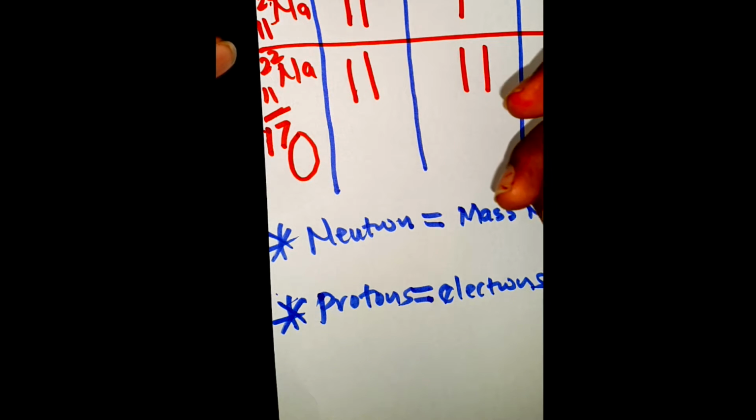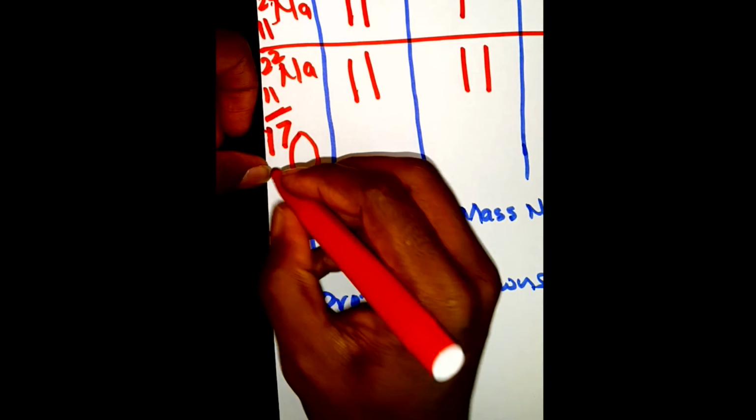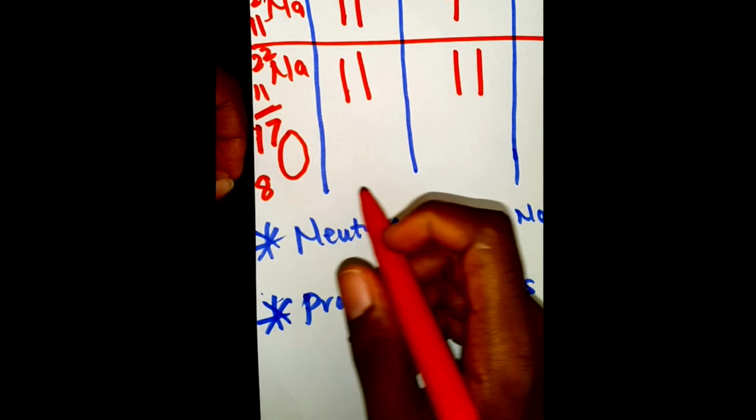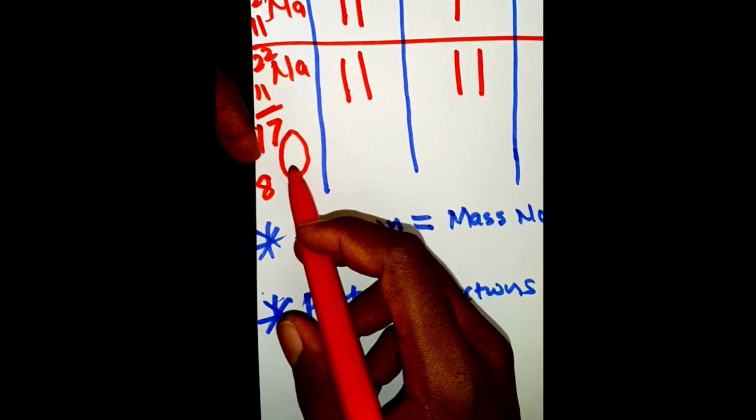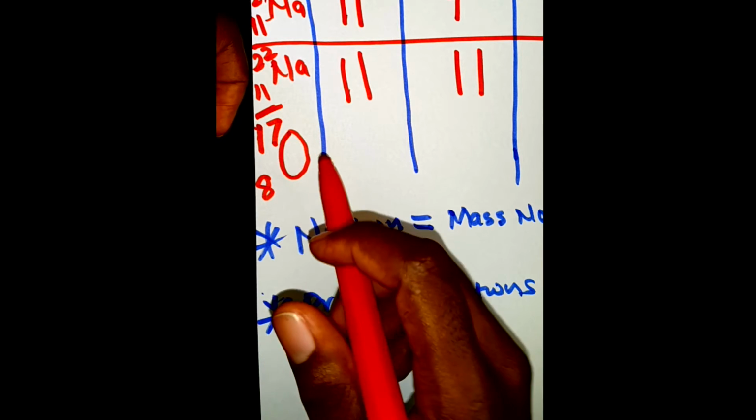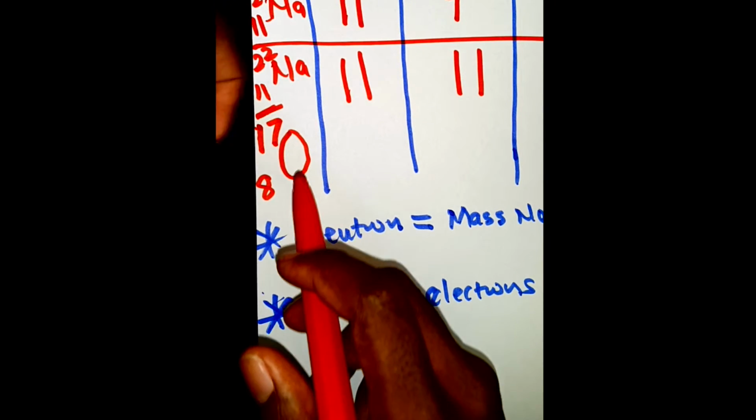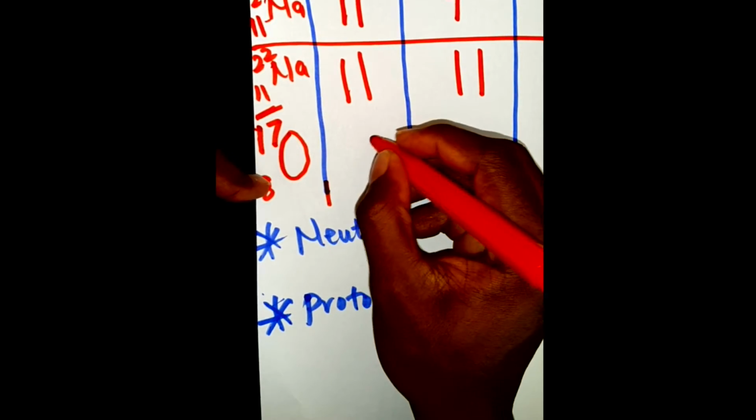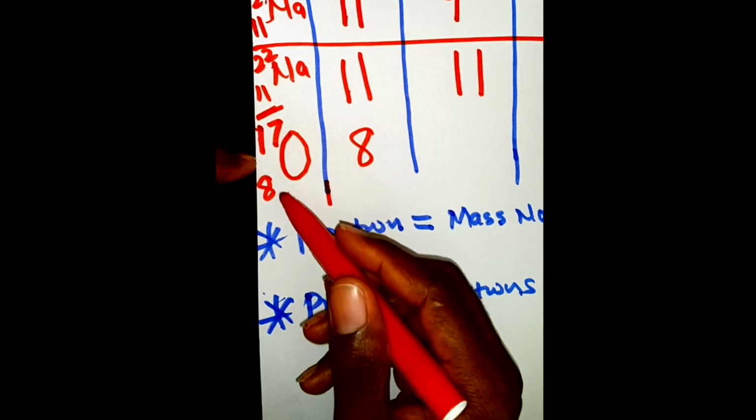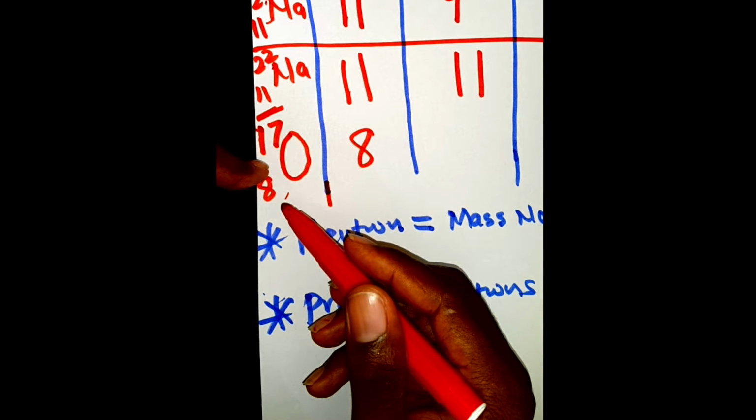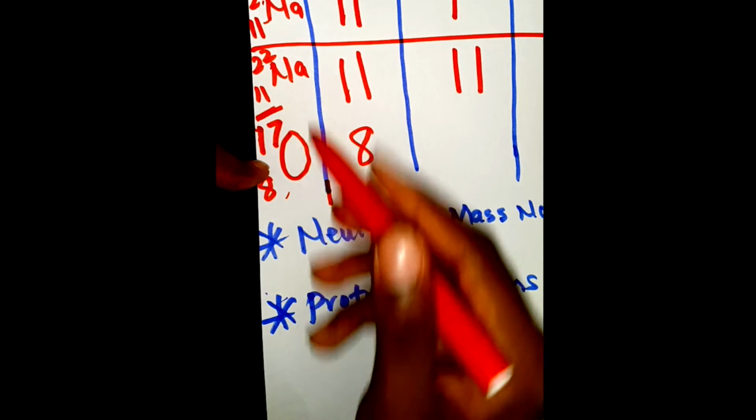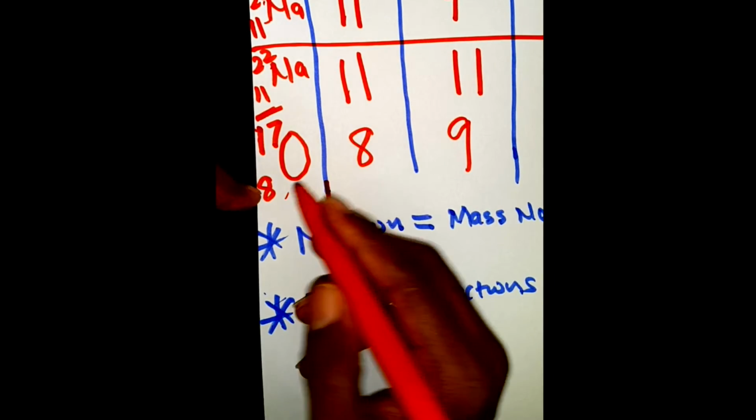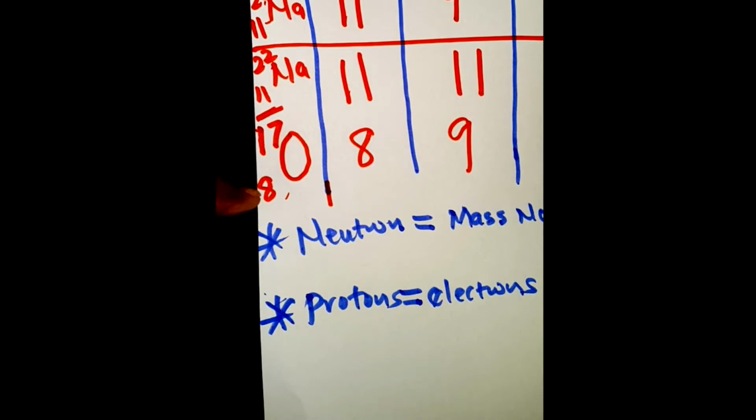So if you check the table, the proton of oxygen is 8. I don't have the table here with me, but the number of protons in oxygen is always 8. So we have 8 protons there. So here we now have 8, and neutron will be 17 minus 8, which is 9. And the number of electrons is equal to the number of protons, which is 8.